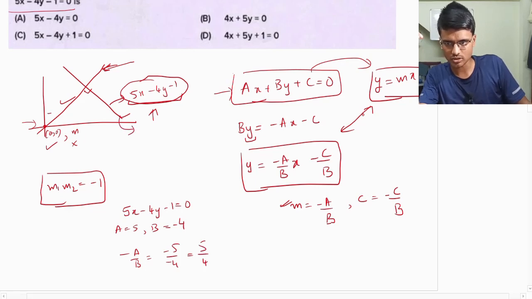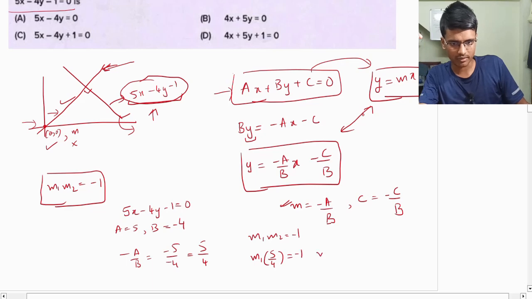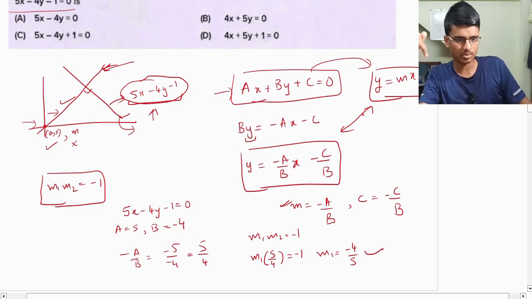We need to find the slope of this line. How do I find that? We know that m1 m2 is equal to minus 1. We know m2 is 5 by 4, so m1 is equal to minus 4 by 5, right? So I have the slope, and I know one point, 0 comma 0.